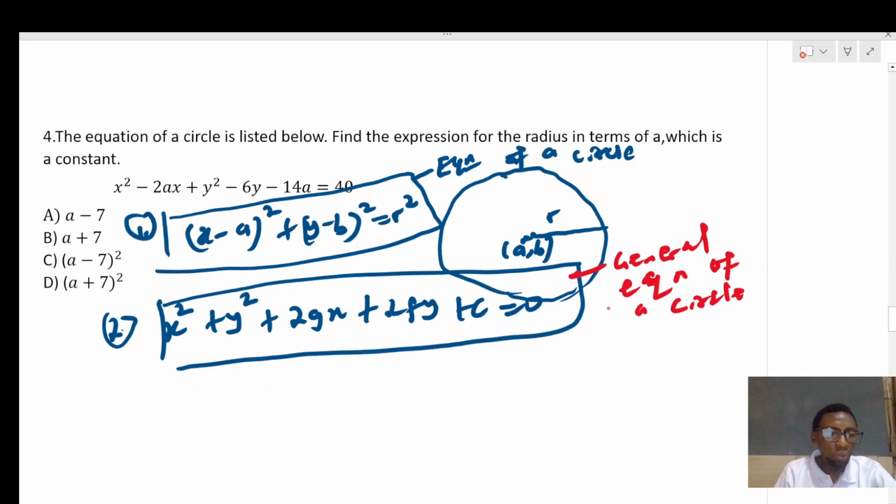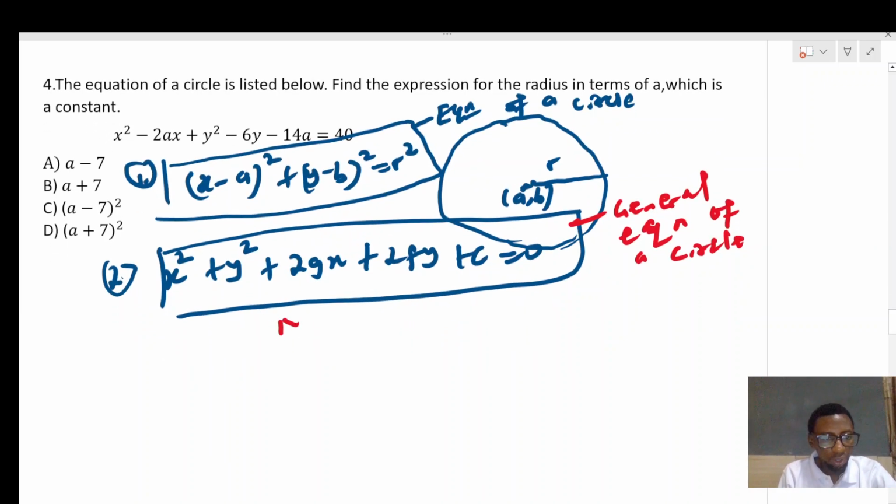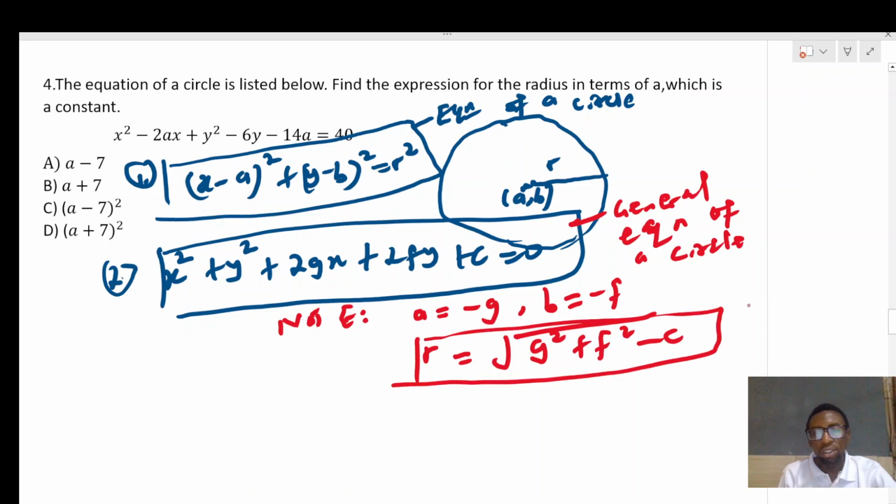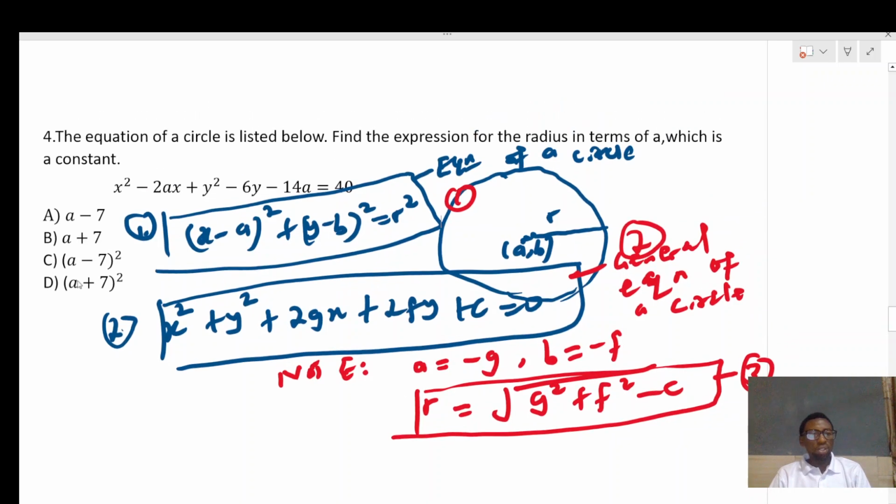If you're using this formula, you have to take note of something. The center A is minus g, the center B is minus f, and the radius is the square root of g squared plus f squared minus c. Let me call this one 3, this one 2, and this one 1. I'm going to use formulas 2 and 3 to solve this question since we have to find the radius.